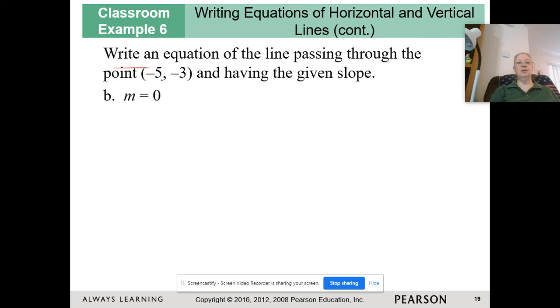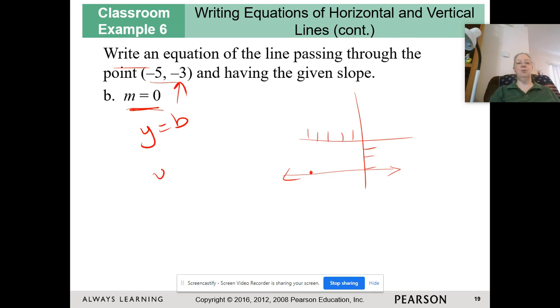Write an equation with a slope of 0 going through the same point as on the last slide. 1, 2, 3, 4, 5. All right, so this time we have a slope of 0, which makes it a horizontal line, which means it's going to be y is equal to a number, and there's our y right there. Y is equal to -3.